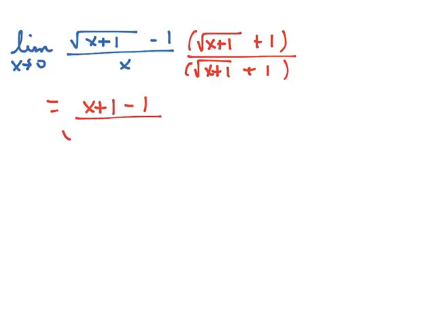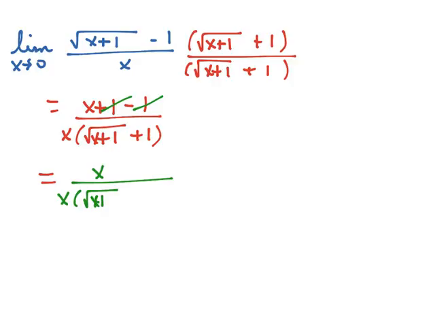In the denominator, we're going to have x times the square root of x plus 1, plus 1. I'm just going to leave that the way it is for right now. Notice that we have these two terms that when we combine them will just leave us with x. And now we have an x in the numerator and an x in the denominator, which will divide out. So we're going to be left with 1 over the square root of x plus 1, plus 1.